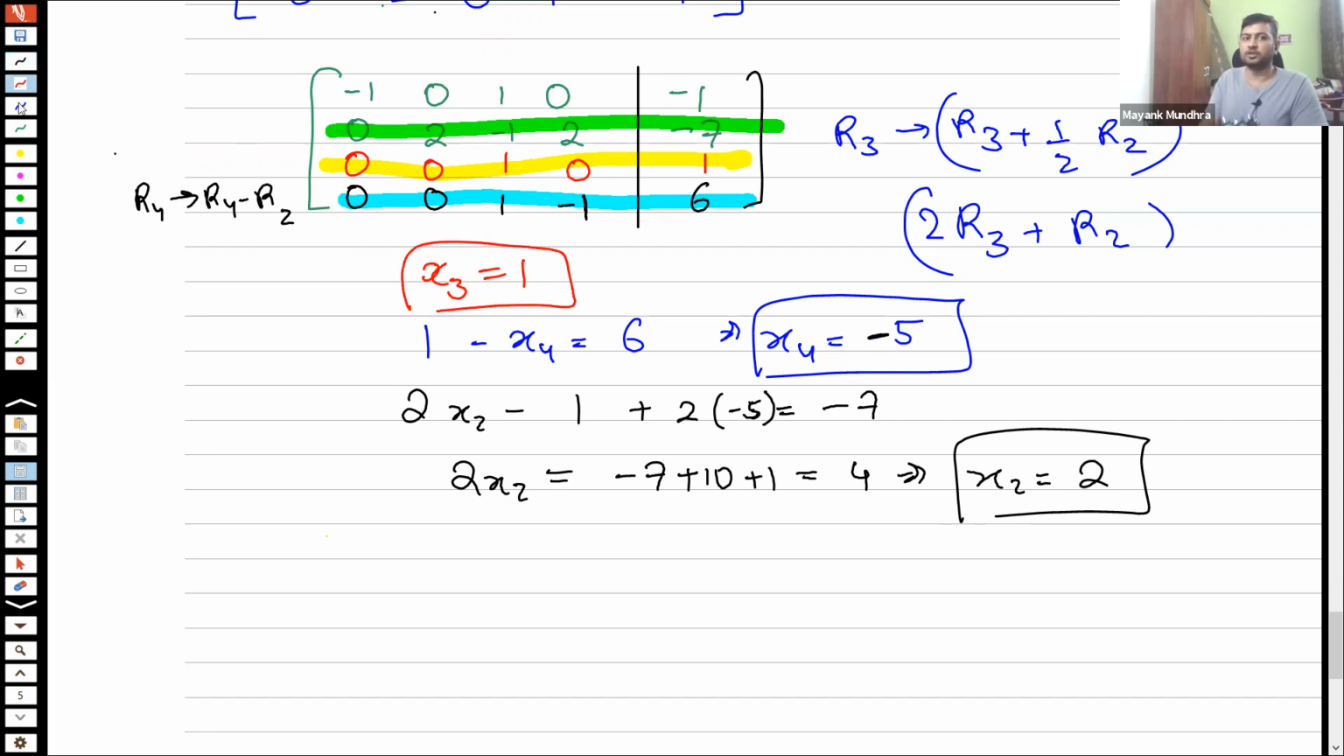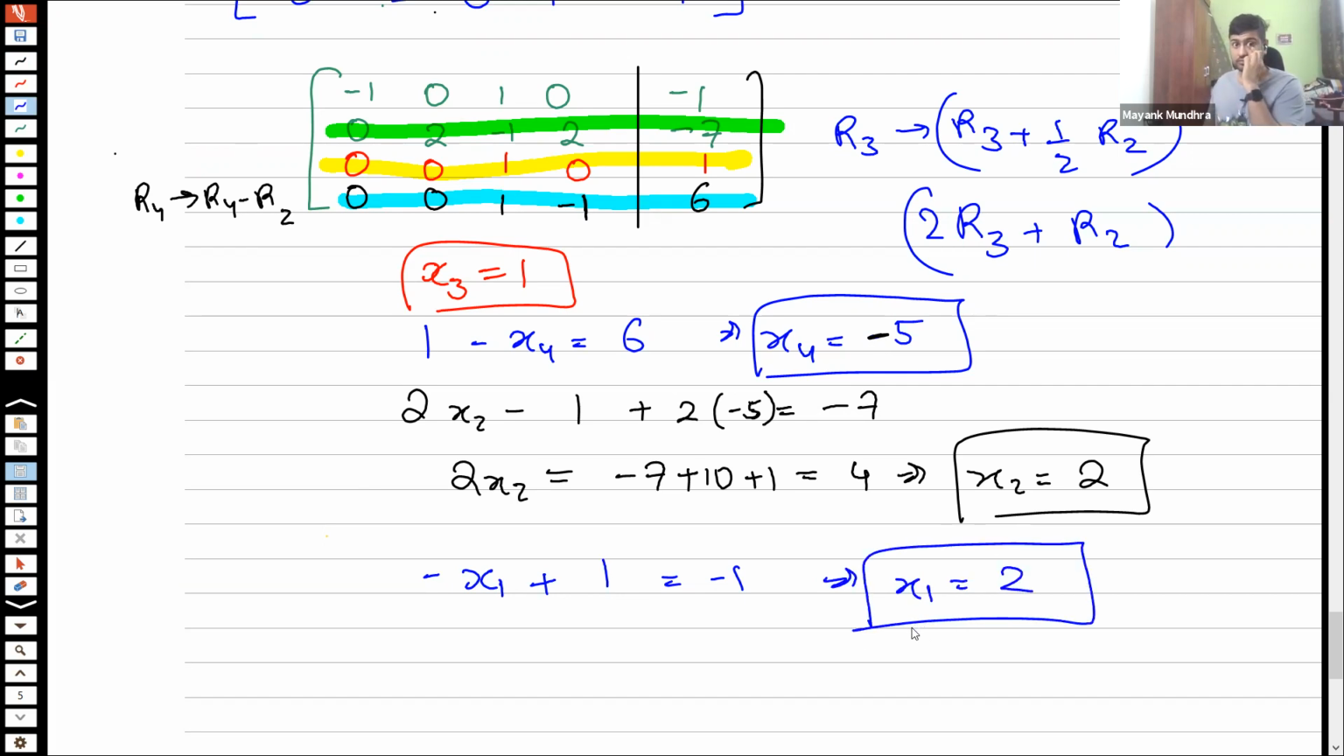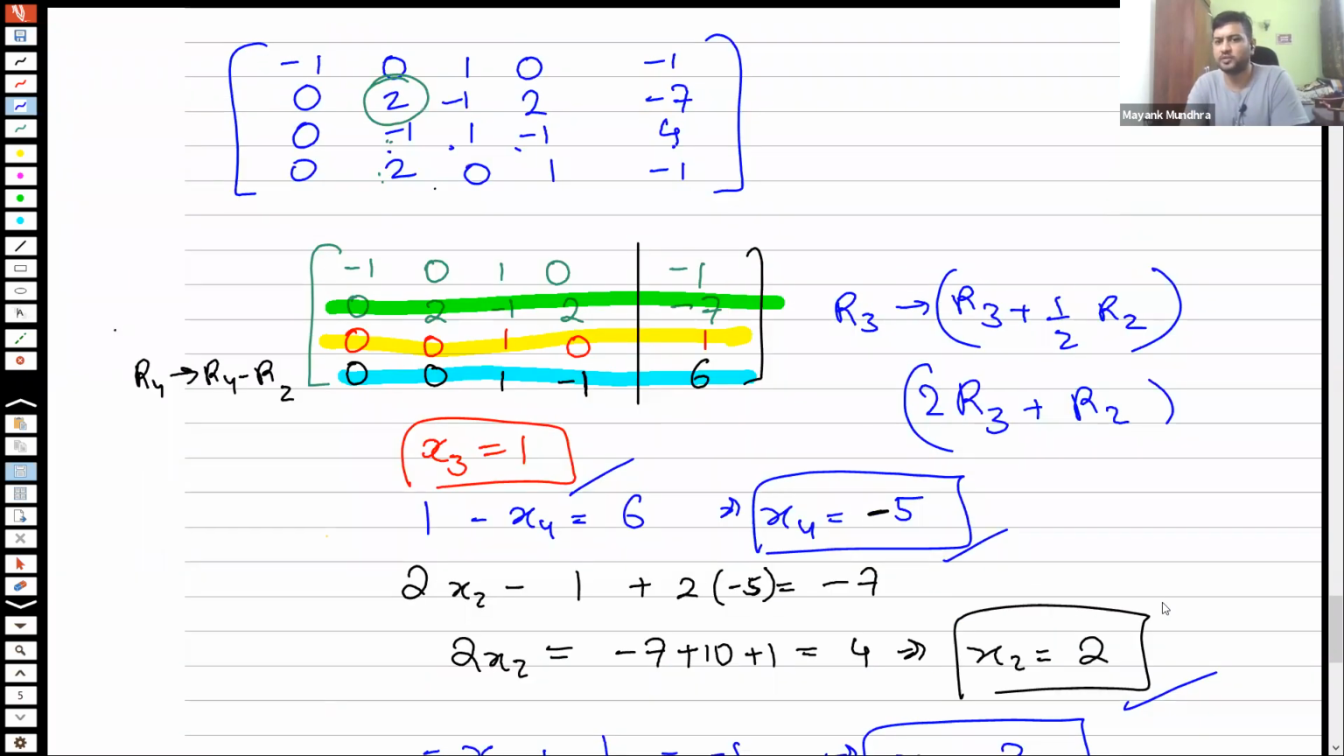Right? And finally, you can solve this equation, minus x1 plus x3 equals minus 1. x3 was what? 1. So x1 becomes equal to 2. So these are your solutions. You don't need to go beyond this with unnecessary extra calculations, multiple row operations. I don't see the point. But whatever you're comfortable with.